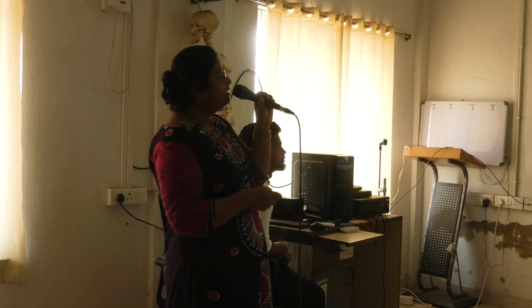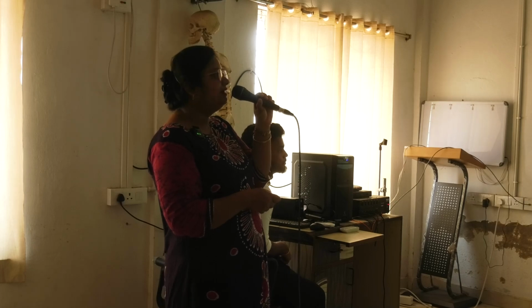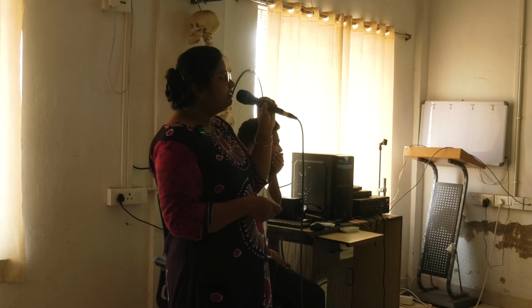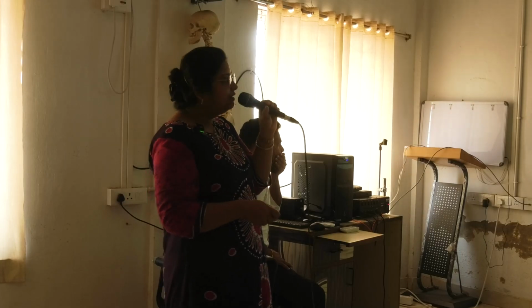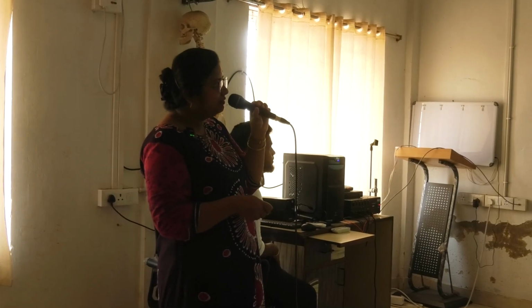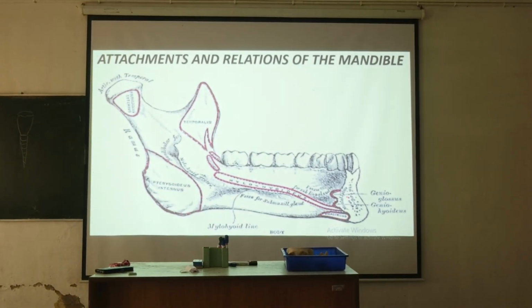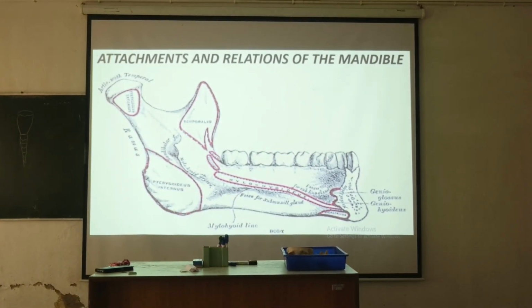Next. So here you can see this is masseter near the coronoid process. Here the lateral pterygoid, okay, near the pterygoid fossa. Here is the medial pterygoid. Okay, there is the mylohyoid line. Okay, so this is the look, and here is the anterior belly of digastric, genioglossus, geniohyoid. So these are the attachments of different muscles.